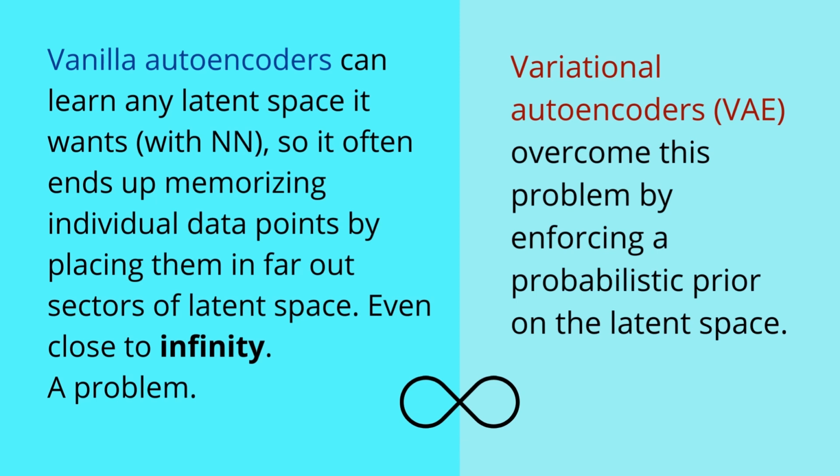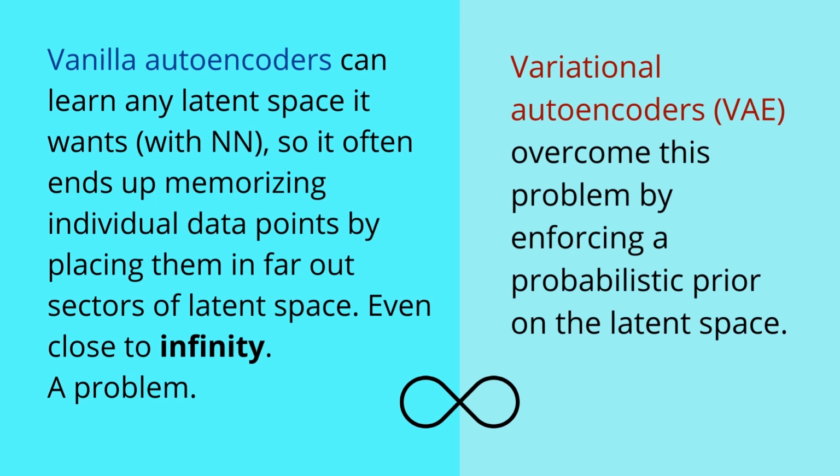So variational autoencoders, and this is the main idea if you want, overcome this particular problem of placing our data points somewhere in latent space by enforcing a probabilistic prior on the latent space. This is the beauty of variational autoencoders. What the hell does it mean? This was the question I received from you. And what is a prior distribution?